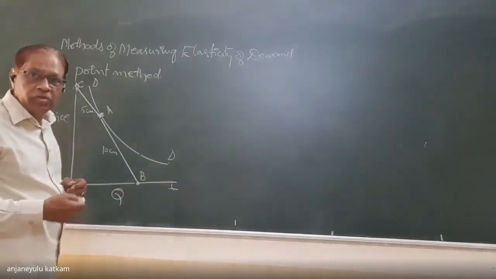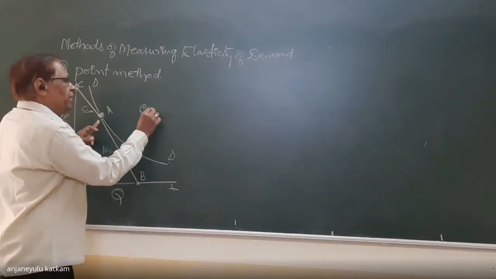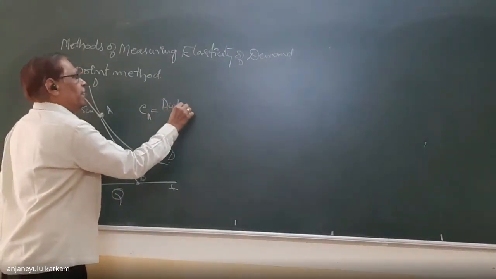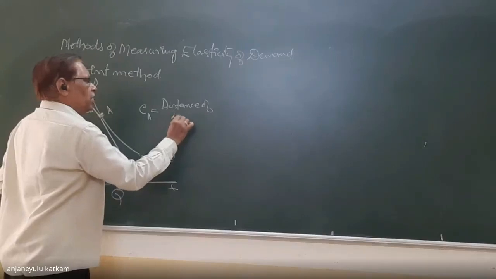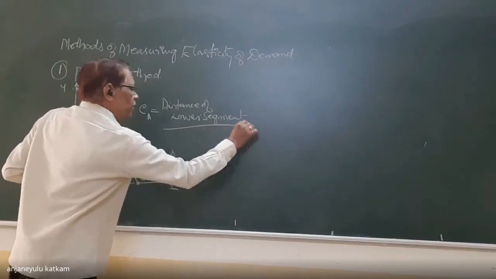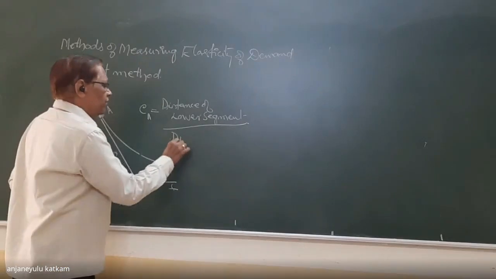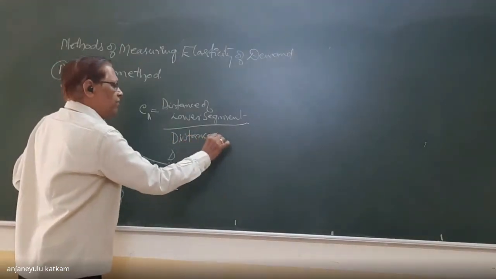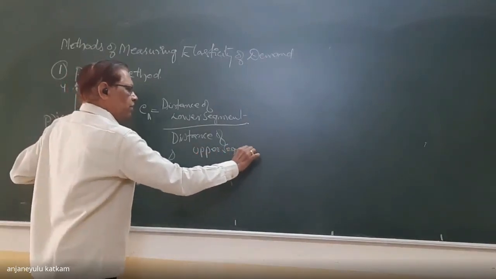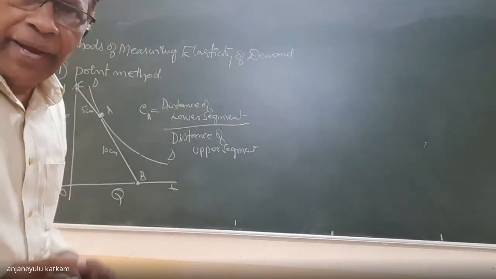Then we'll write an equation to calculate the elasticity. The elasticity at a particular point A is equal to the distance of the lower segment divided by the distance of the upper segment. So this is the equation to measure the elasticity at a particular point on the demand curve.